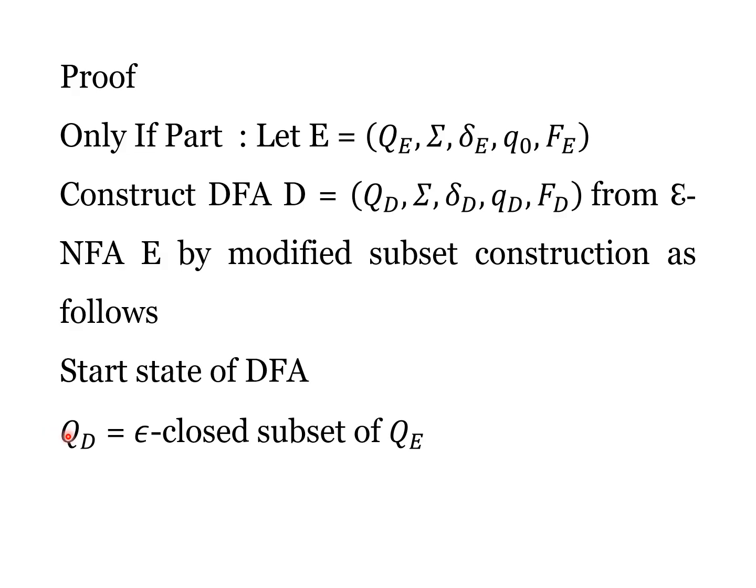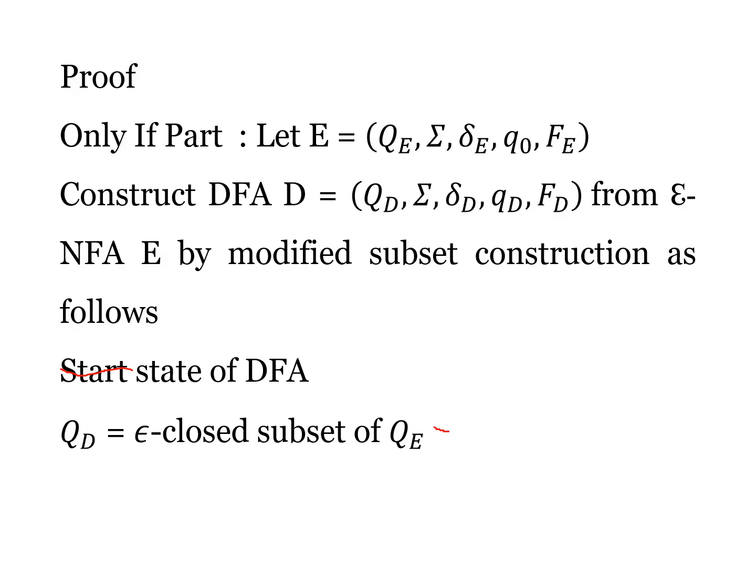With respect to the start state, as per the modified subset construction method, the start state of DFA can be obtained from the... actually, it is not the start state, it is the states of DFA. So how are we going to get the states of DFA? The states of DFA are the epsilon closed subsets of the states of your epsilon NFA.